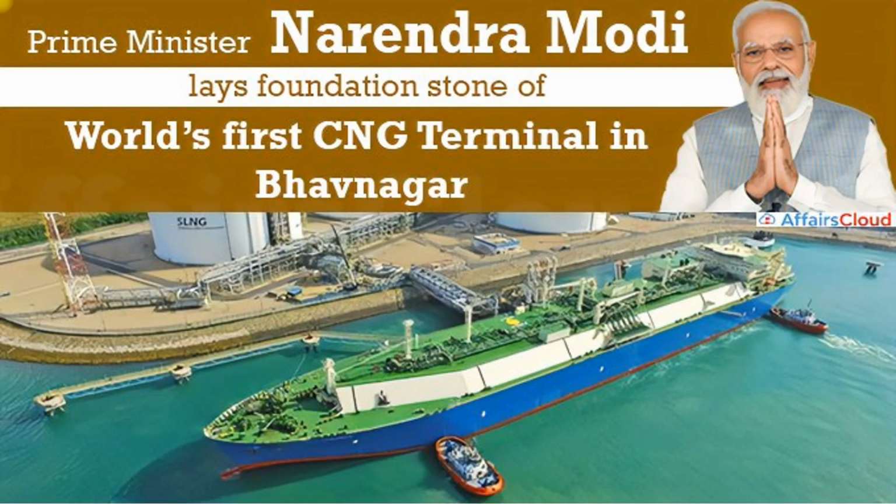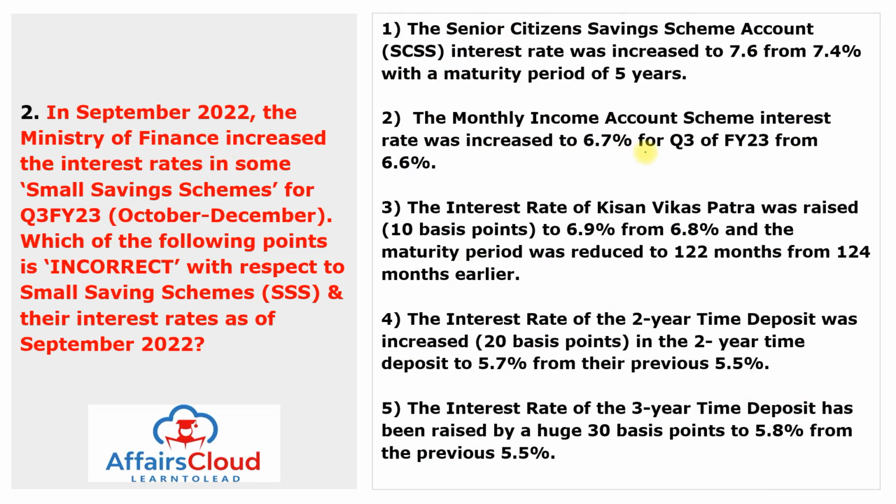Moving to next question. You can also see here Prime Minister Narendra Modi lays foundation stone of world's first CNG terminal in the area of Bhavnagar in Gujarat. In September 2022, the Ministry of Finance increased the interest rates in some small savings schemes for the quarter 3rd of financial year 23. It means from October to December. Which of the following statement is incorrect with respect to the small savings scheme and their interest rate as of September 2022? So let's read out the first statement.